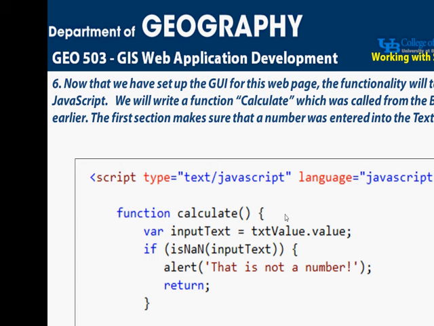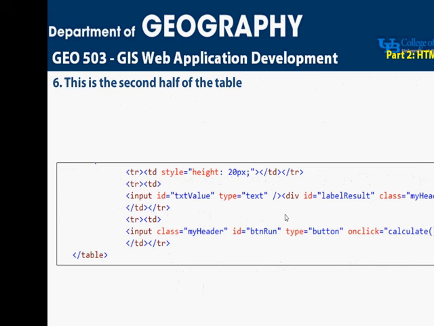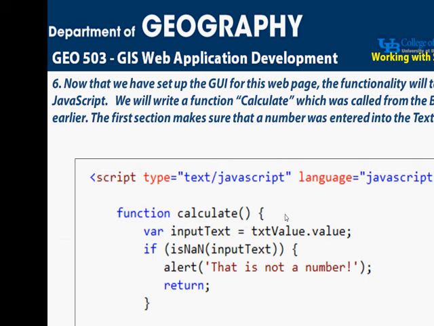The first thing, we're setting a variable called input text, and that variable will be equal to text value.value. In other words, whatever the person put in text value. If you go back to text value, you'll see this is the text box where you're going to type in the number to convert. So we'll take whatever number the user entered and assign that to the variable input text.